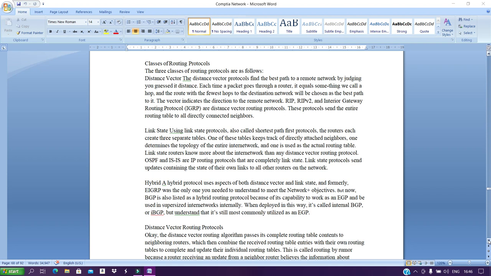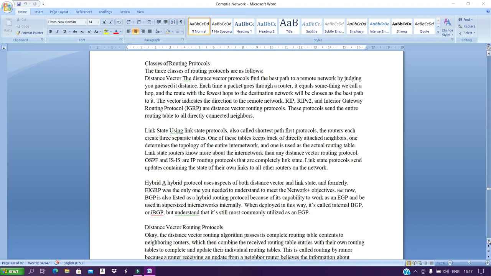Classes of routing protocols. The three classes of routing protocols are as follows. Distance vector. The distance vector protocol finds the best path to a remote network by judging, you guessed it, distance. Each time a packet goes through a router, it equals something we call a hop, and the router with the fewest hops to the destination network will be chosen as the best path to do it.